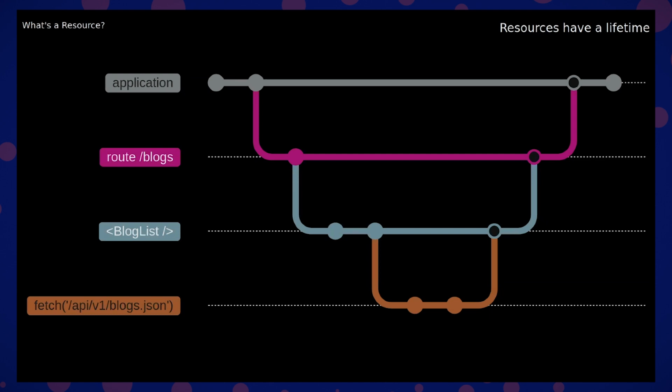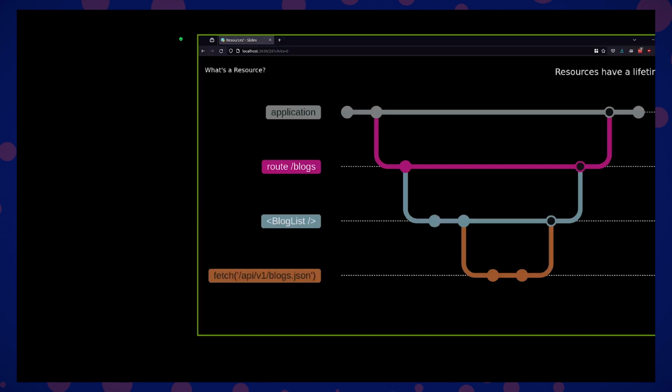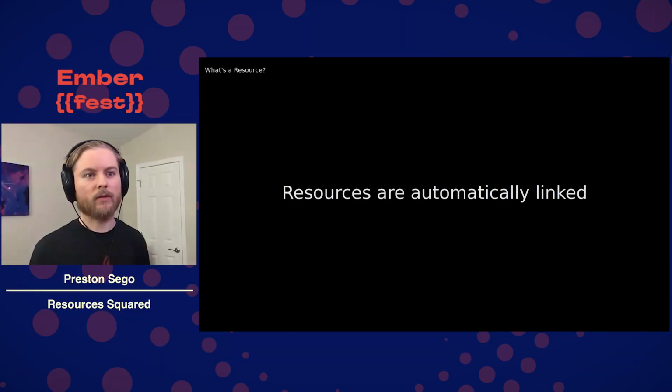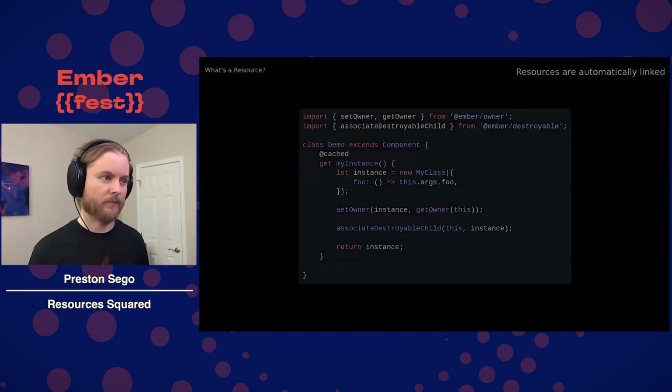Along and within that rendering tree, we may have a resource, or it could be a component or anything that fetches data for this route. When the parent lifetime ends, so do its descendants. When working with the framework, we often need to hook into the application owner for access to services and set up destroyable relationships so that they're appropriately destroyed when their parent is destroyed. If you've ever done this yourself, it is a lot of work.